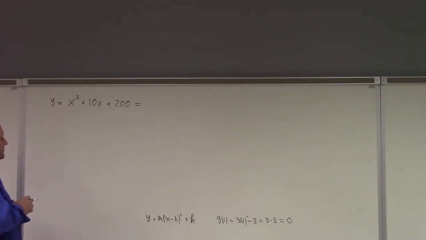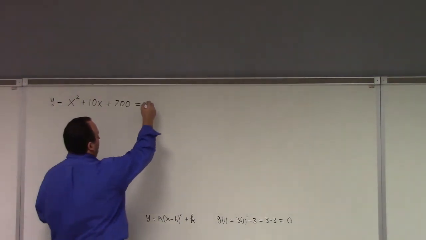So how do you complete the square here? What do you do? X plus what squared should I do?